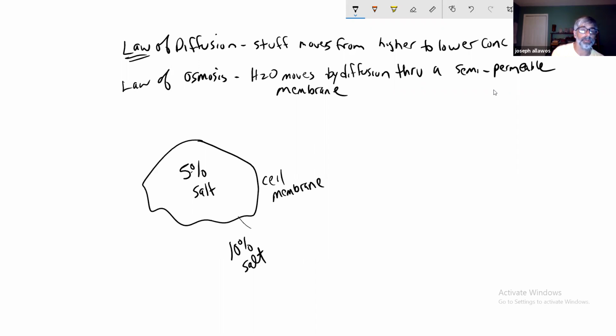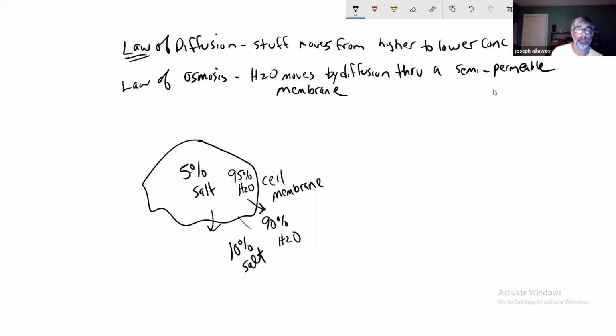Well, if there's 5% salt in here, there's 95% water. Out here, there's 10% salt, so there's 90% water. And now you can see the concentration gradient says water is going to move from higher to lower through the membrane. So water is going to actually leave the cell.